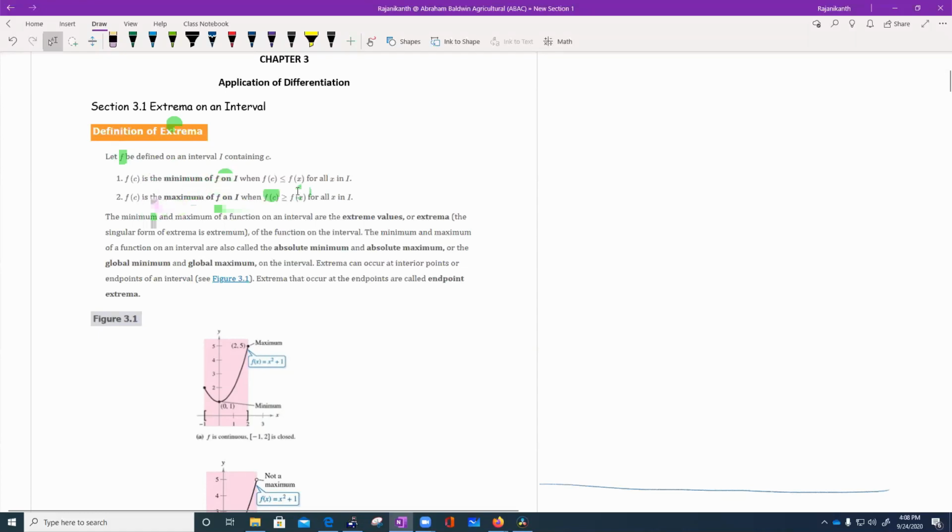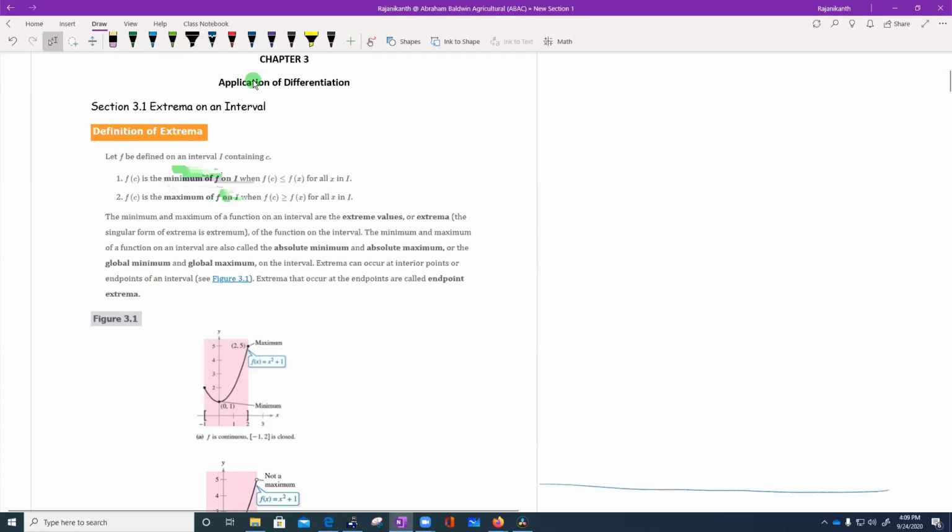So look at this definition. This is not hard to understand. You are given a function f. Function means you could think of a curve, right? The graph of the function, the curve. Suppose we are given a curve, right? The minimum value of your curve, minimum value means they are talking about the y value, right?